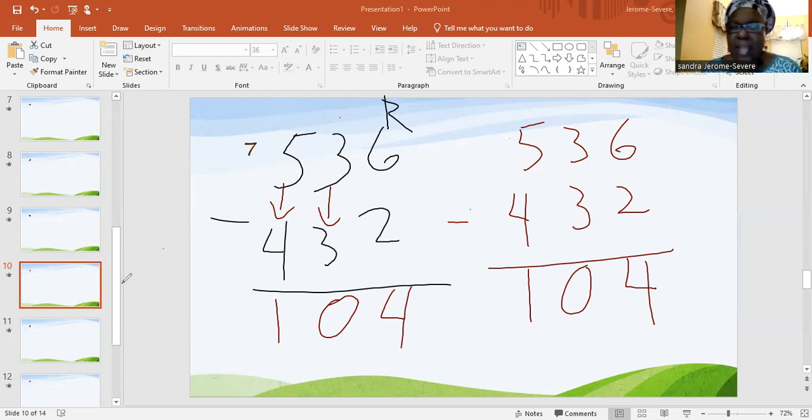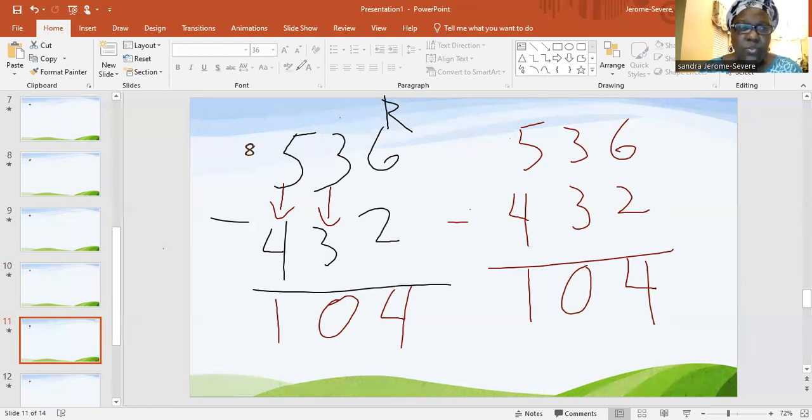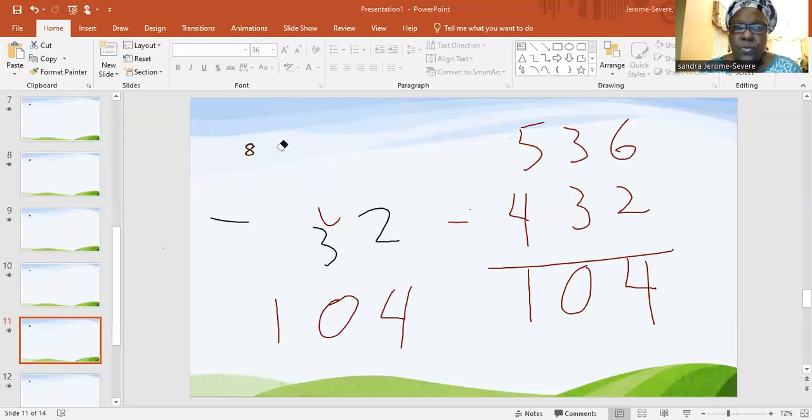All right, so that one was pretty easy. All right, we've got a couple more to do. So let me erase the board. And we are going to do another one.